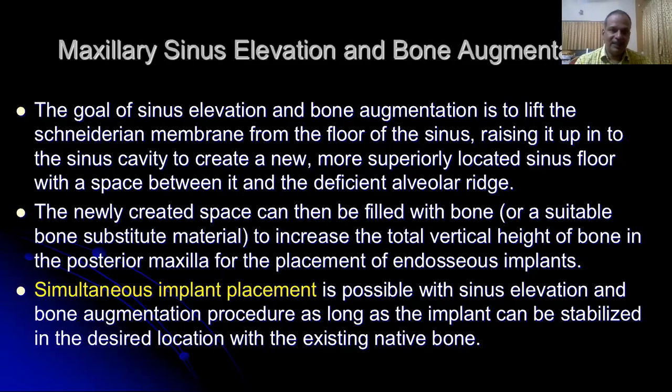Historically, the failure rates of endosseous dental implants were much higher in the posterior maxilla when compared to any other anatomical location in the oral cavity. So, the maxillary sinus elevation and bone augmentation procedure is required to increase the vertical height of the bone in the posterior maxilla for the successful placement of endosseous implants and successful tooth replacement in the posterior maxilla.